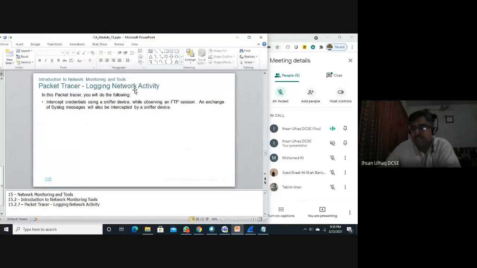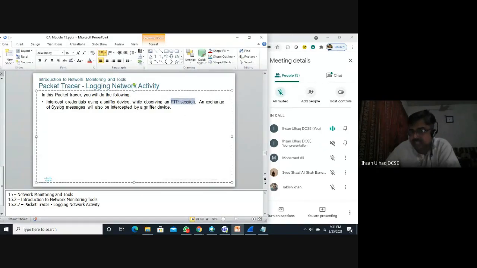Okay, we have already done this logging network activity task. We have the video from last week as well. We created an FTP session, and through this FTP session we sniffed the FTP traffic in a sniffer. Furthermore, we used the syslog messages and collected them in a syslog server. So we have already done this Packet Tracer logging network activity task.